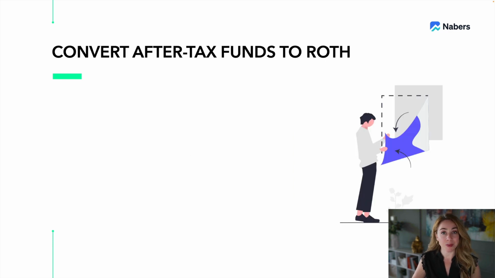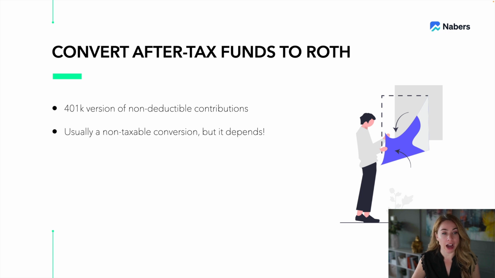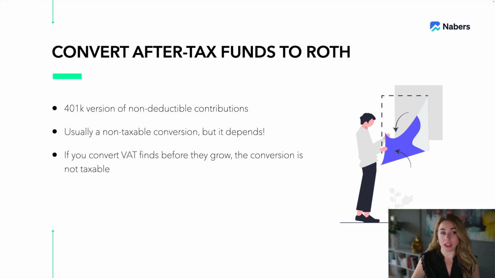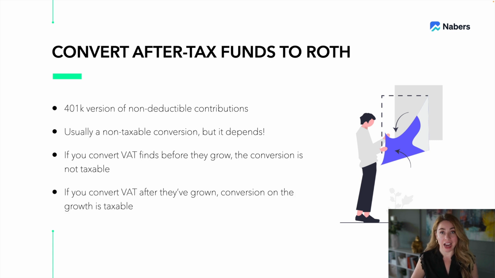The mechanics are similar if you're converting after-tax funds to Roth. Remember that these after-tax contributions are kind of like the 401k version of a non-deductible IRA contribution. Moving funds from your after-tax bucket to Roth is usually not taxable, but it depends. If you're converting your voluntary after-tax contributions before they grow, the conversion is not taxable. But if there's been any growth on those after-tax funds, then that amount of growth is taxable.